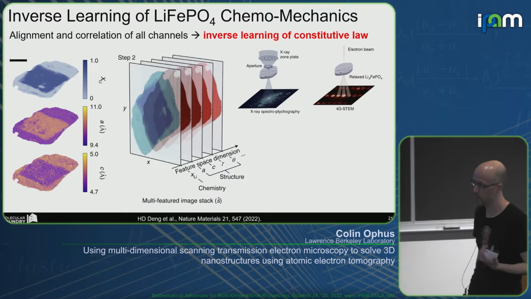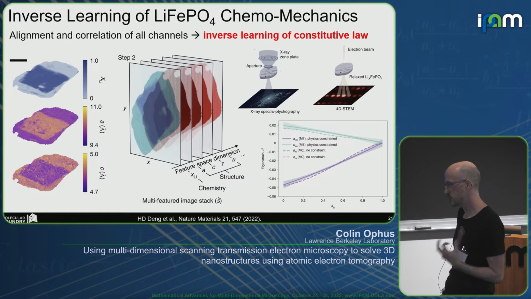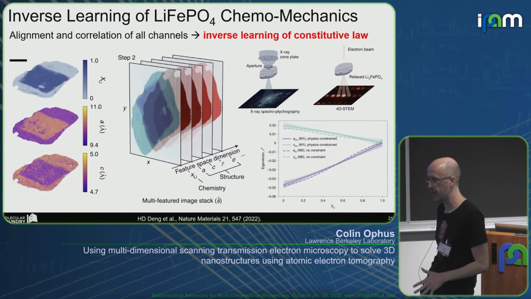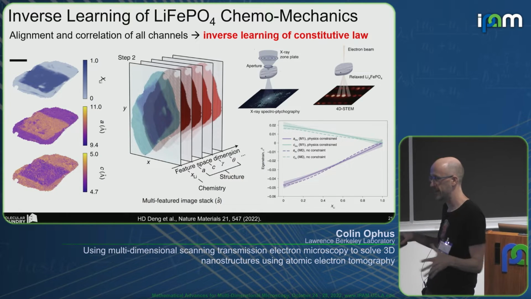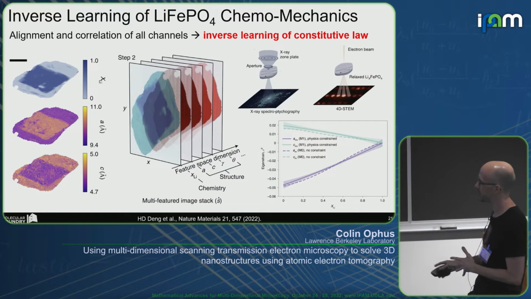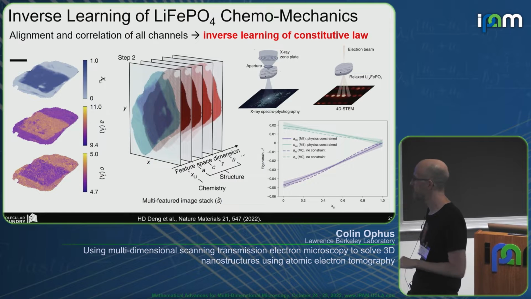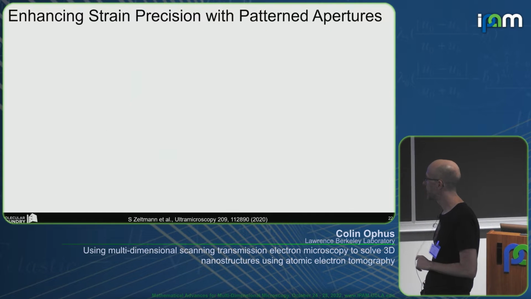And this is more of a toy model than anything, but it was still a really interesting demonstration. We can learn the chemical-mechanical constitutive law, how the local strain depends on the local chemistry, directly from the data without inputting prior knowledge. So just a really neat multimodal example that I wanted to show.